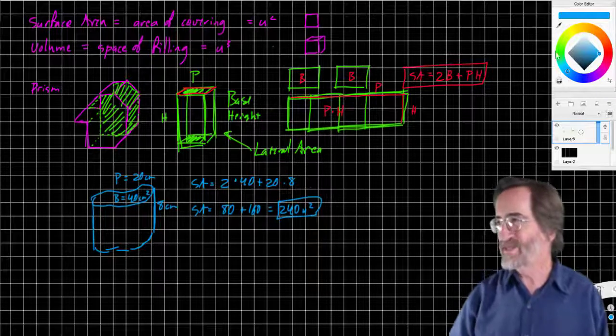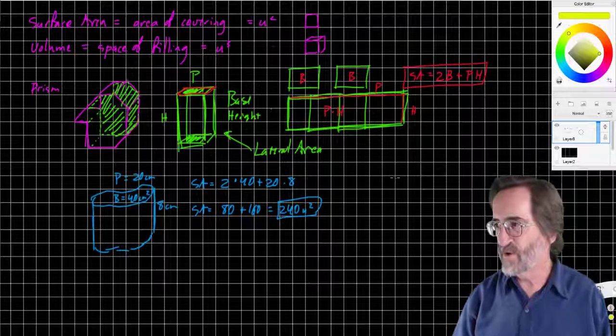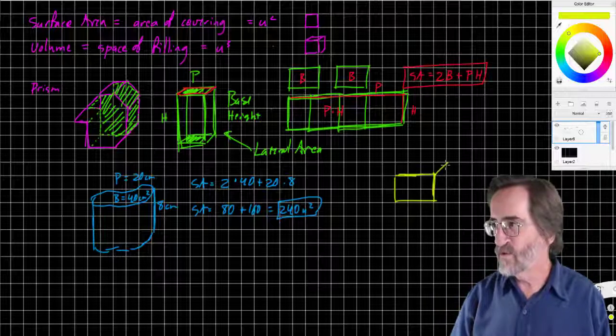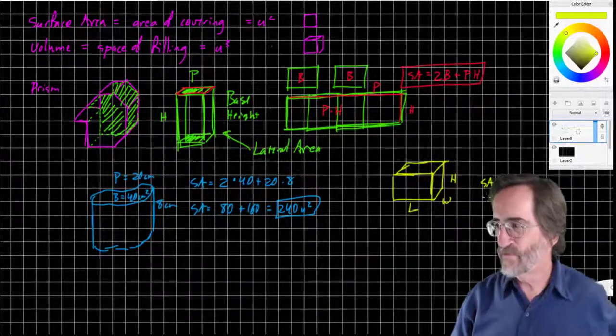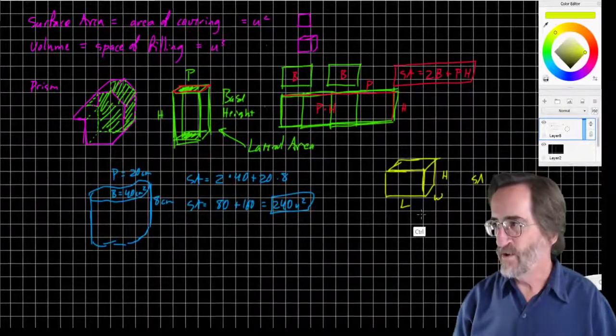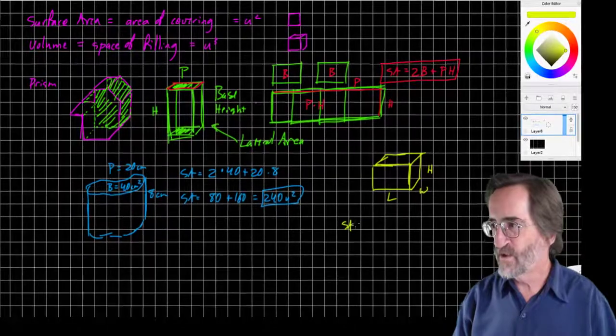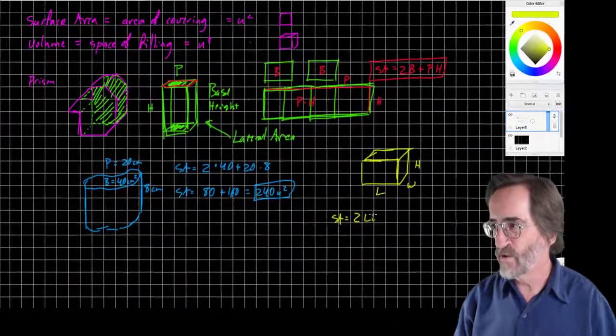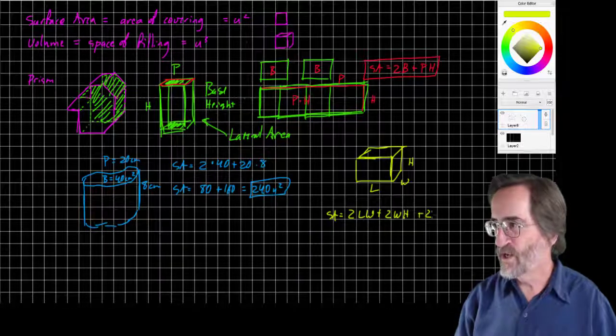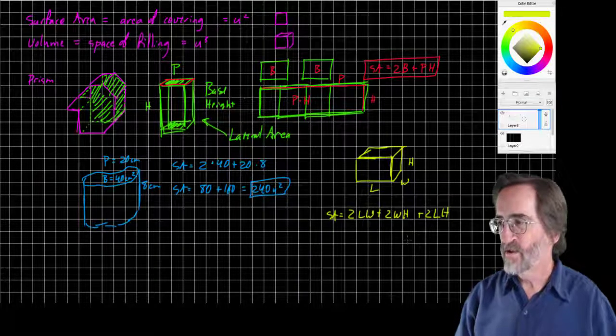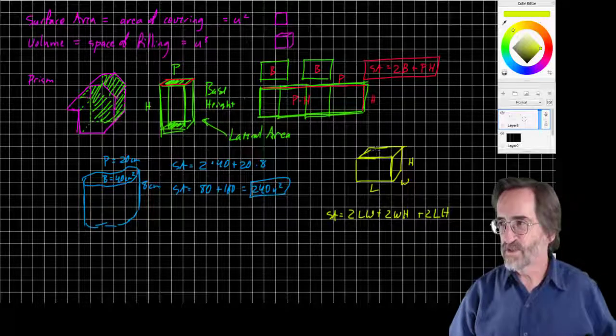When it comes to a rectangular prism, you probably have been taught in middle school that you can use this formula where we have length, width, and height. Surface area is 2 times length, width, plus 2 times width, height, plus 2 times length, height. Okay? But this also works as well.